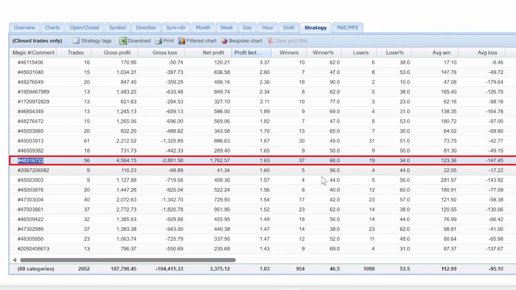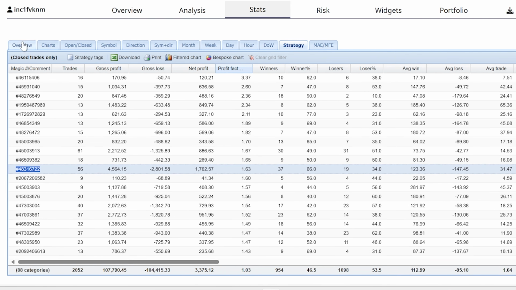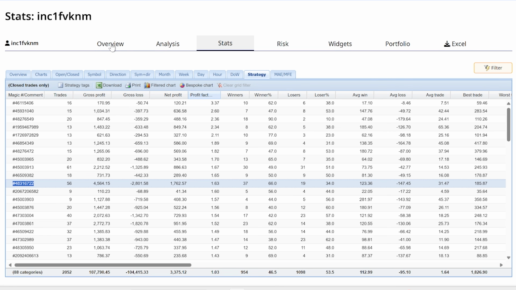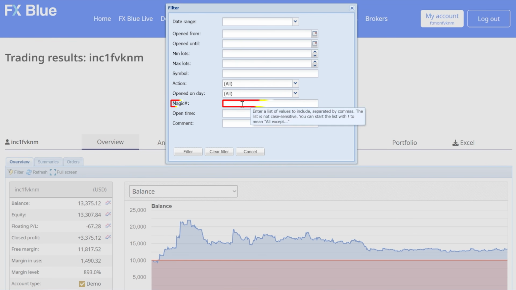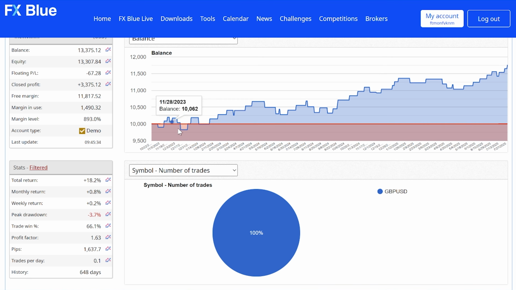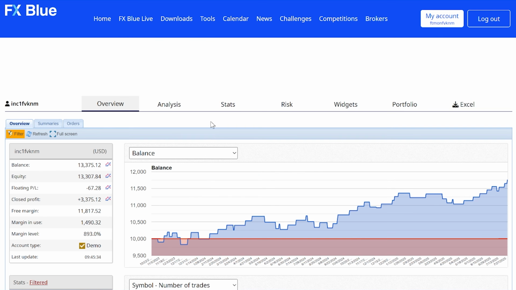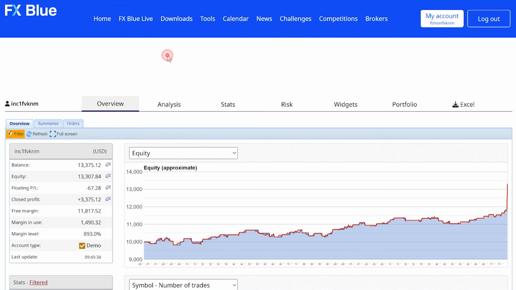So we know the stats, we know that we're expecting about a 66% win rate. Let's go have a look at how the chart looks overall. Let's apply the filter here and say that's the only strategy we want to see. It's a GBP USD strategy. It's been trading since 2023, and the balance and equity curve is looking pretty good.